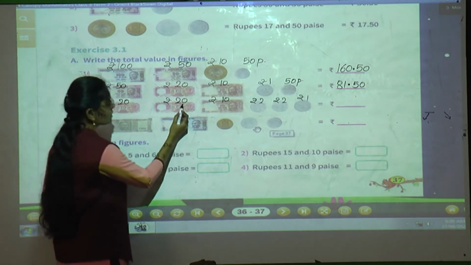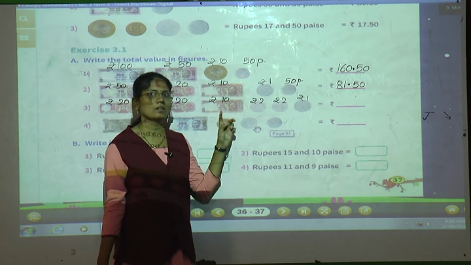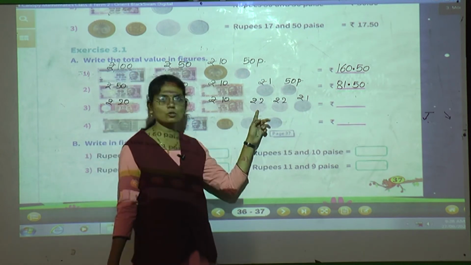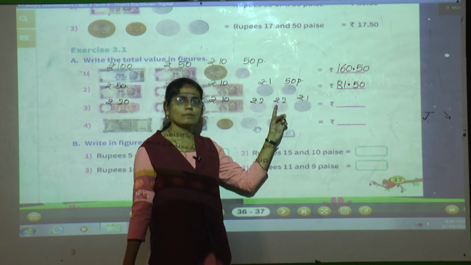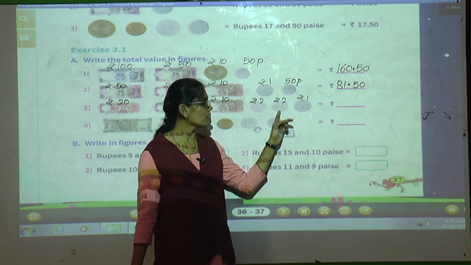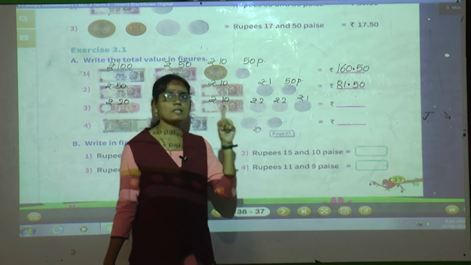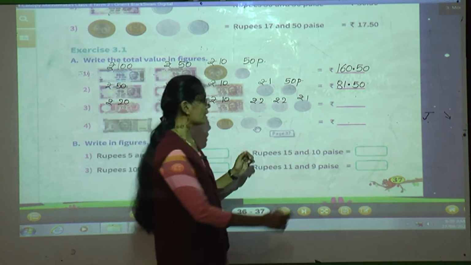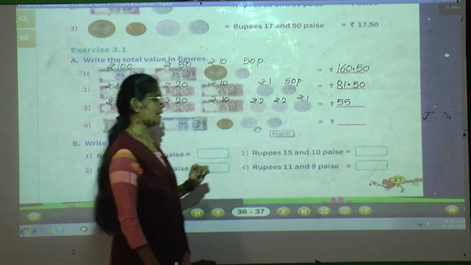Now 20 plus 20, 40. 40 plus 10, 50. 50 plus 2, 52. Again add 2. 52 plus 2, 54. And in that again you have to add 1 rupee. 54 plus 1, 55. So here what you will write? Rupees 55. Okay.